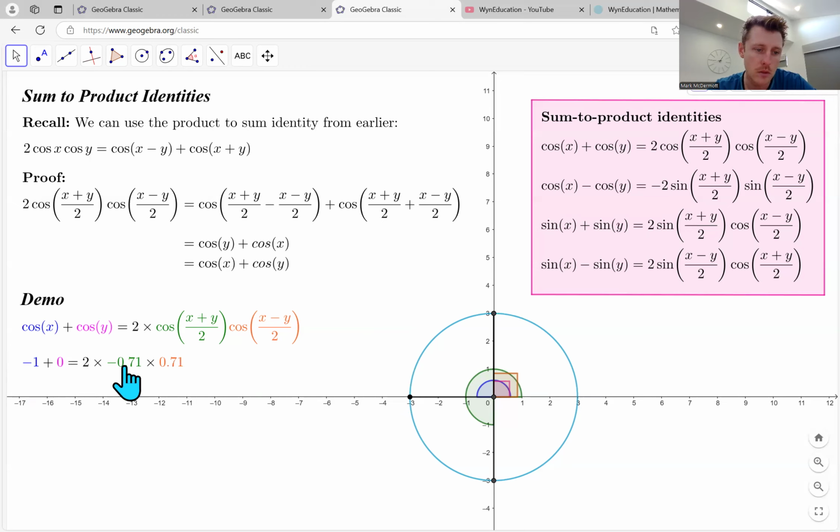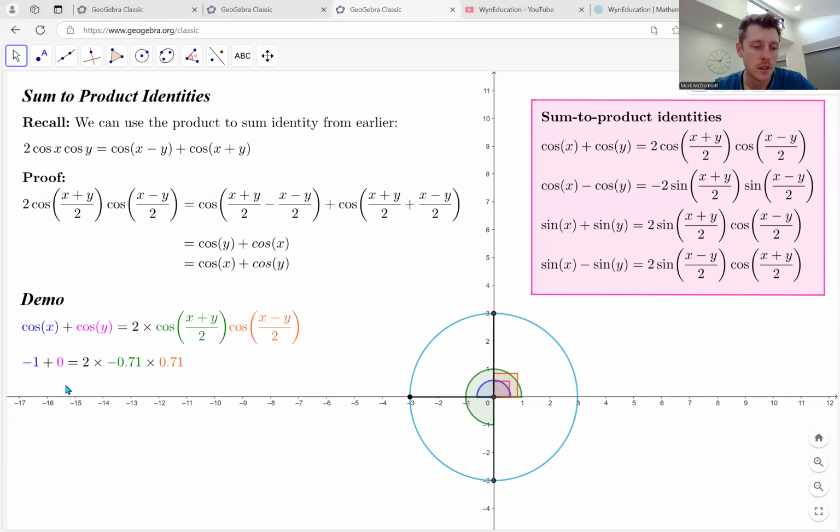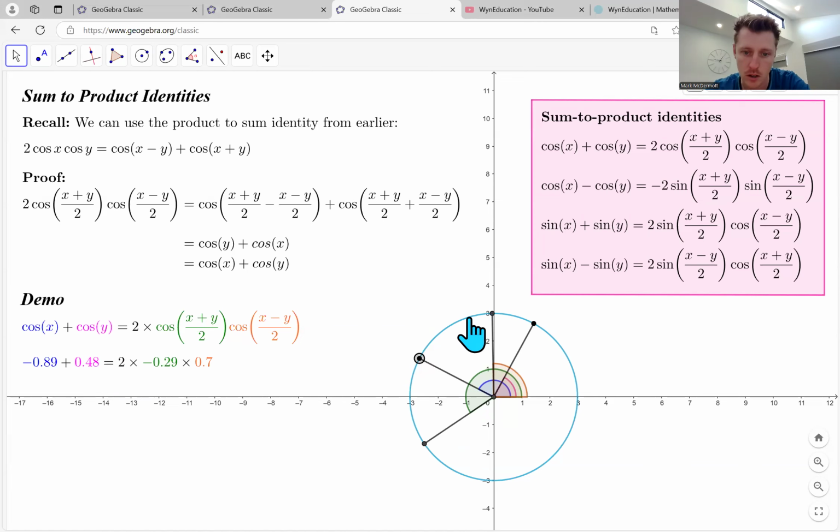2 times, yeah, sorry, that does check out. Negative 1 plus 0 is obviously negative 1. All right, negative 0.71 times 0.71 is approximately negative 0.5 multiplied by 2 is negative 1. So that does actually check out. I can assure you all these other ones will check out as well. These equations hold true. The left-hand side equals the right-hand side.